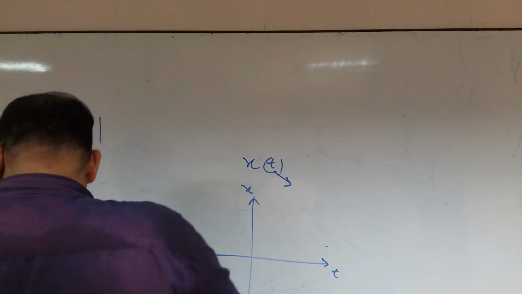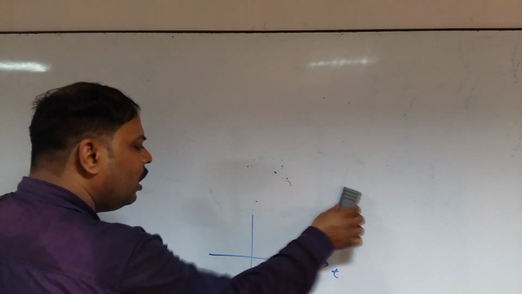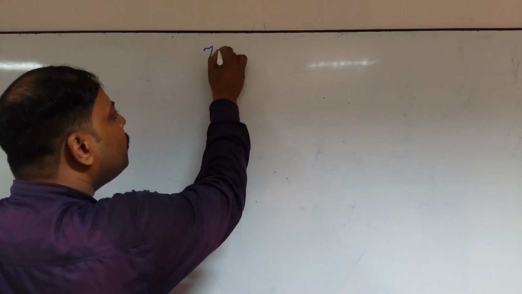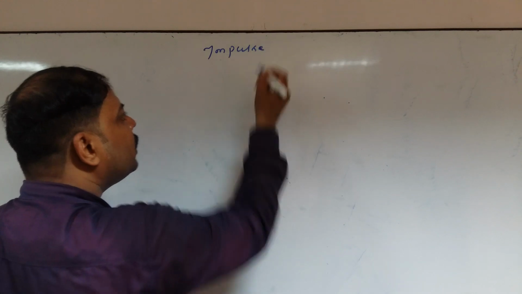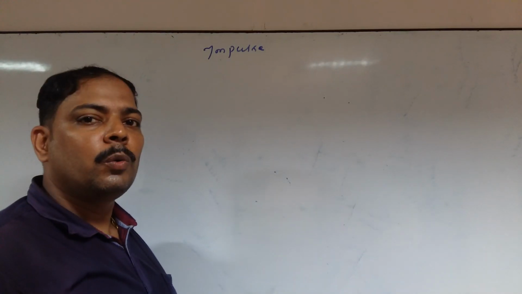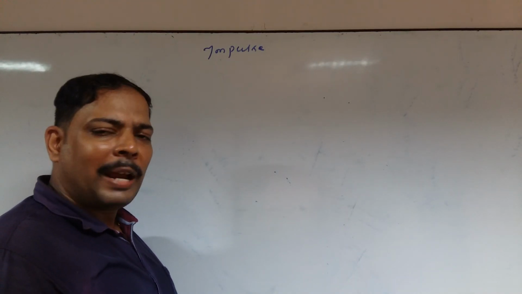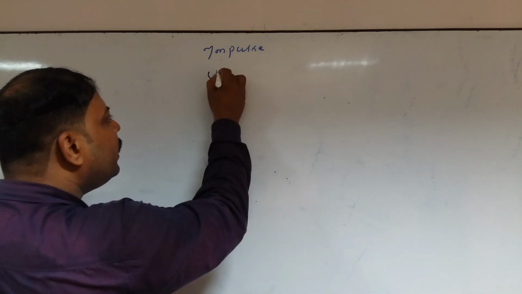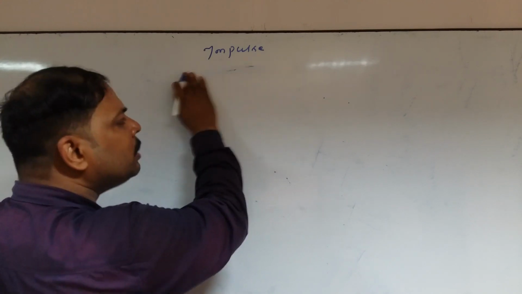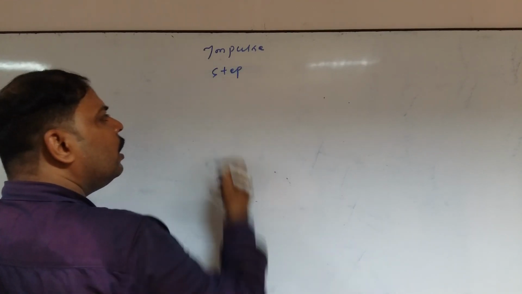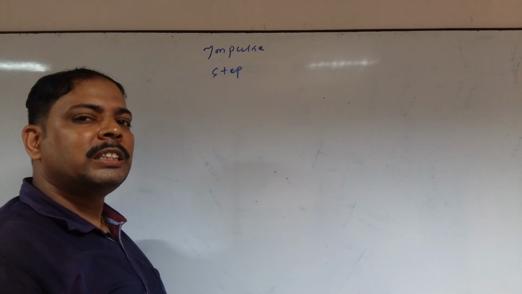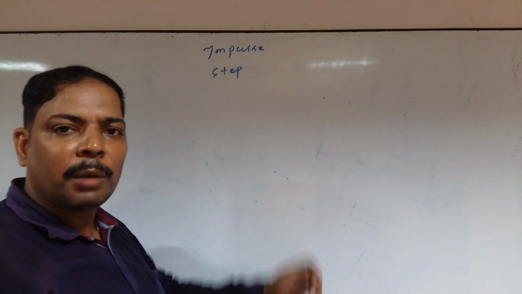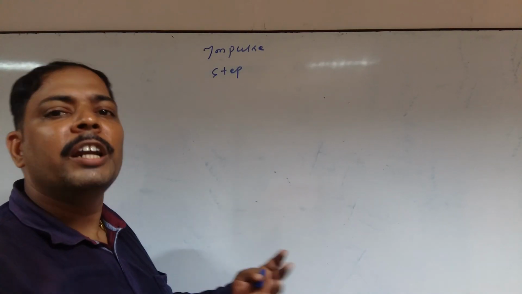So see here, let me write down the special signals we should cover under this topic. The first special signal is impulse. Impulse is a very special signal that we will encounter most often in the discussion of signals and systems. Then unit step, or simply step. In the discussion of step, I will say what is basically a unit step. Similarly, in the discussion of impulse, I will say what is a unit impulse.